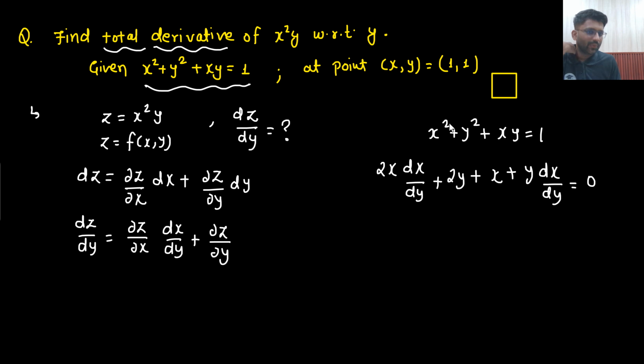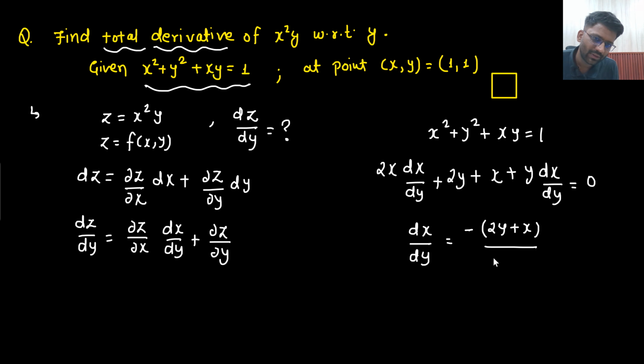Differentiation of x square will be 2x times differentiation of x, which is dx by dy. Then differentiation of y square will be 2y. Here I will have to apply the u into v rule: x as it is, differentiation of y will be 1, plus y as it is, differentiation of x will be dx by dy. Understandable? So what is the answer you are getting? Dx by dy you are getting as minus (2y plus x) upon (2x plus y).